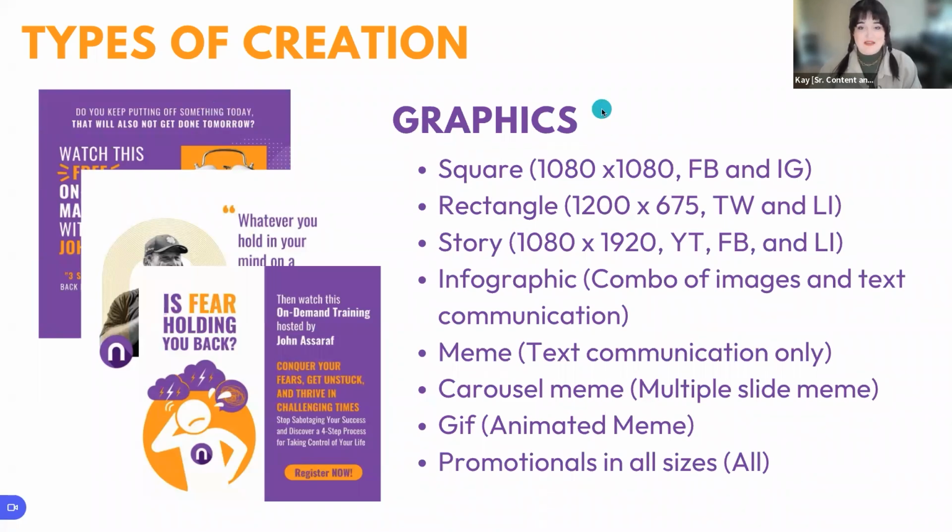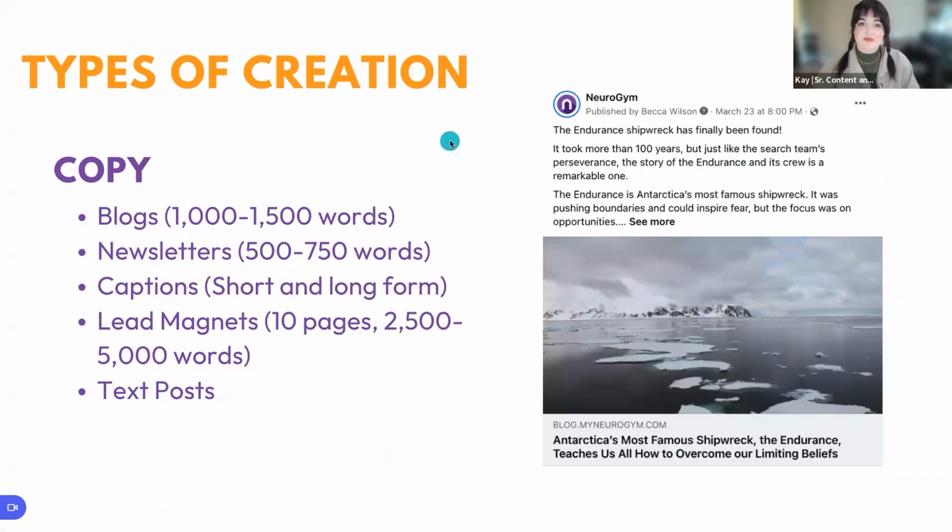Last but not least is copy. So, types of creation for copy. Obviously, you have blogs. The optimized size of a blog is 1,000 to 1,500 words for SEO right now. There's newsletters, which should be 500 to 750 words. That's the way that we keep people in our ecosystem, right? Through a newsletter that offers value.